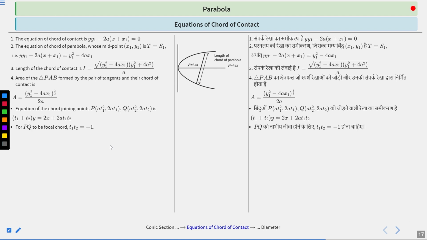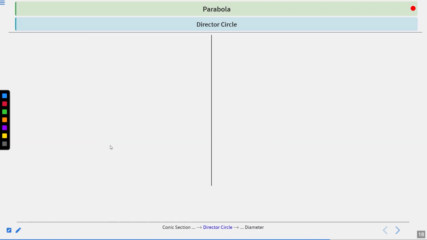Next, for PQ to be a focal chord, t1 t2 should be equal to -1, right? The length of the focal chord having t1 and t2 as the endpoints is a times (t2 minus t1) whole square. Clear? Got it? Okay.